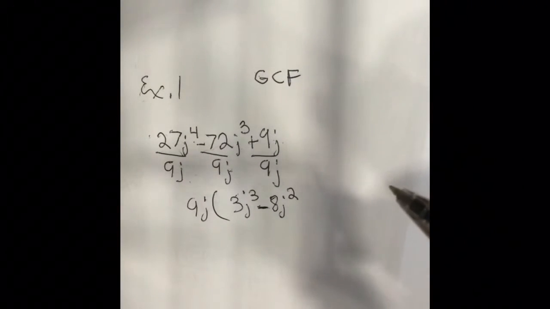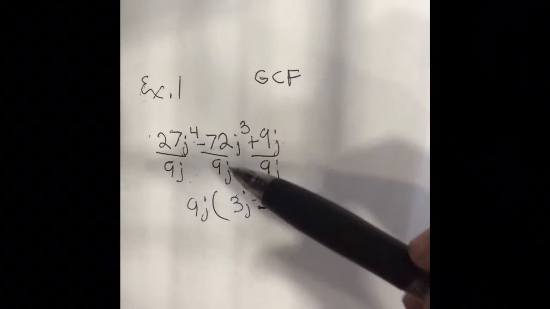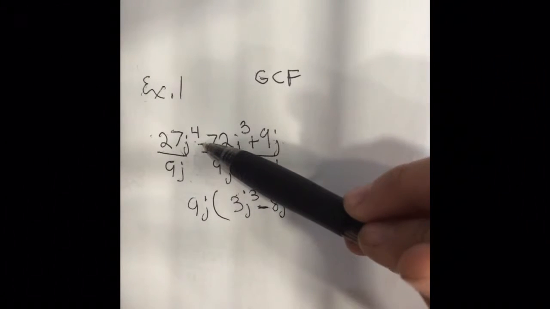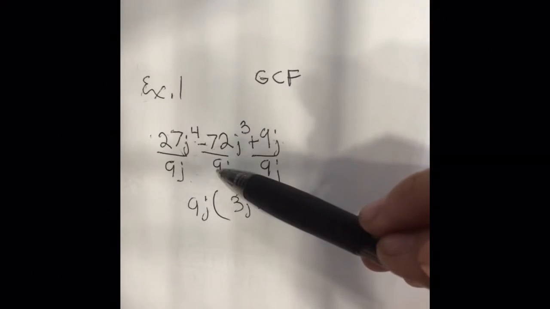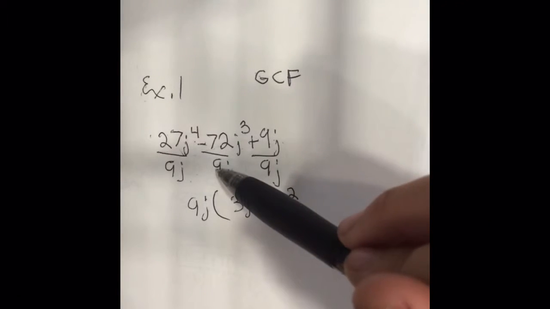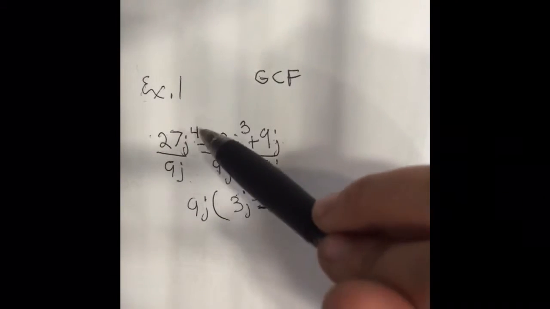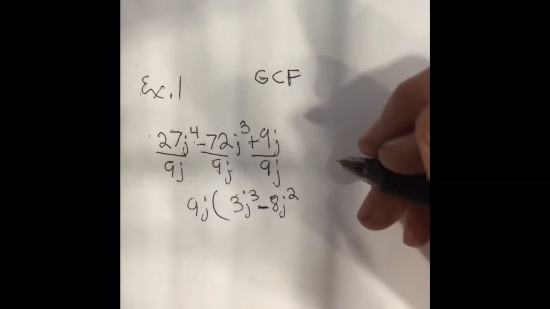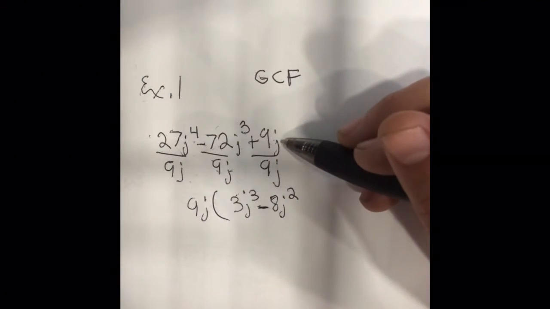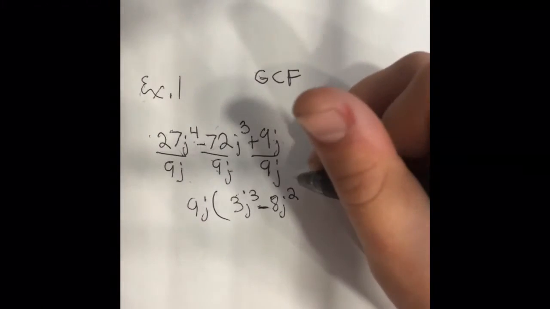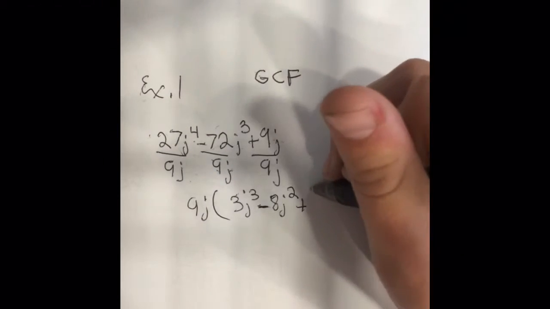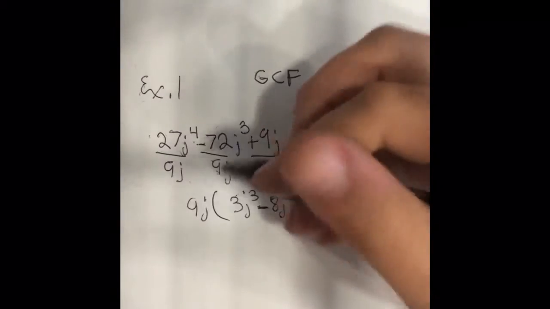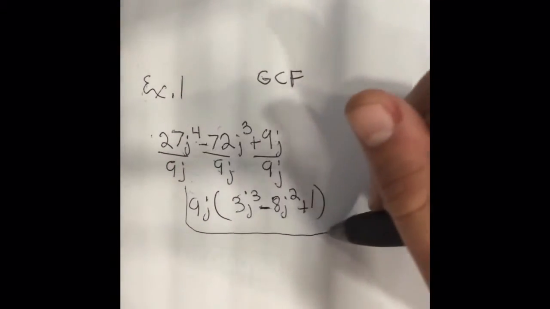A common mistake would be for someone to do a positive sign instead of a negative sign, but when you're dividing, you should always remember that when there are two opposite signs, it'll always be negative. And then 9j divided by 9j is just 1, so plus 1. And this is your final answer.